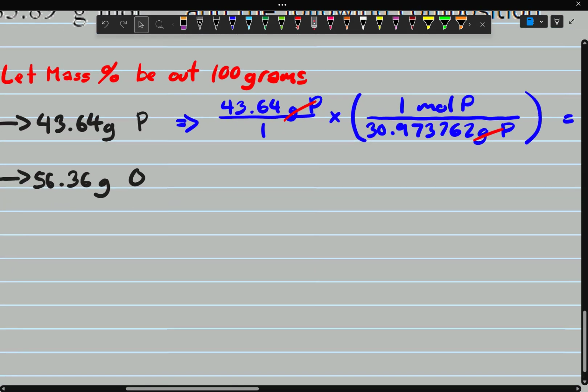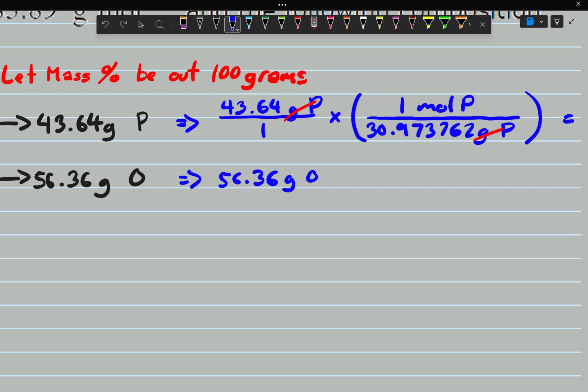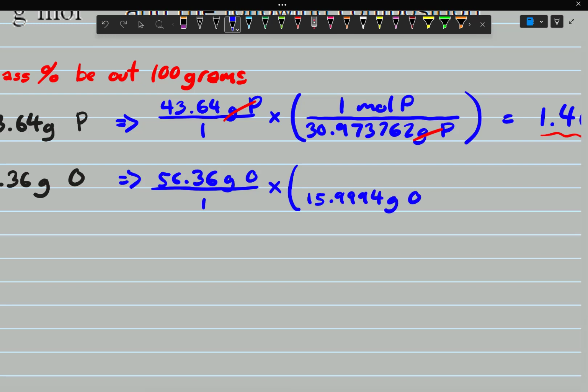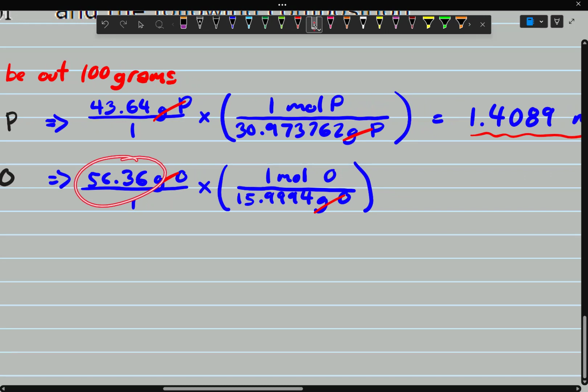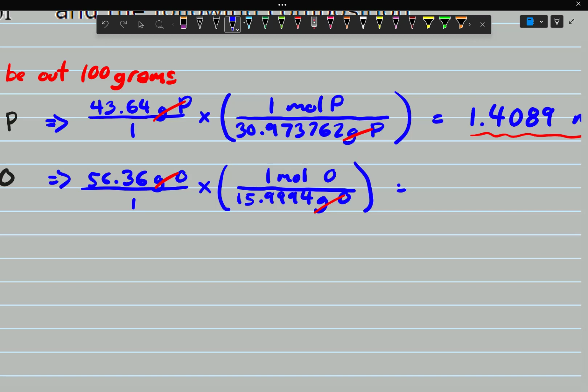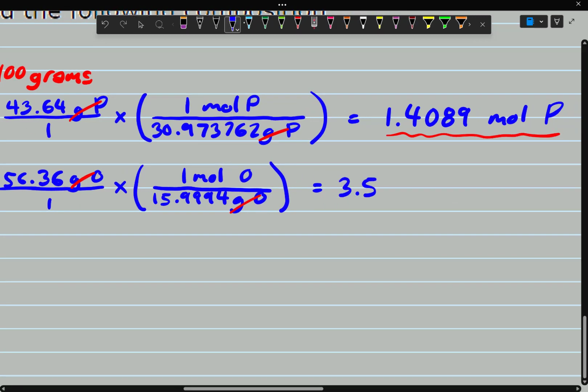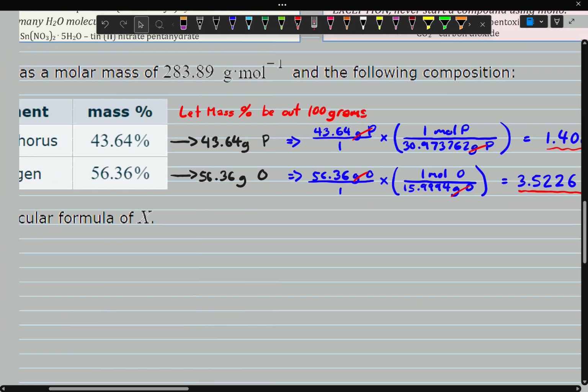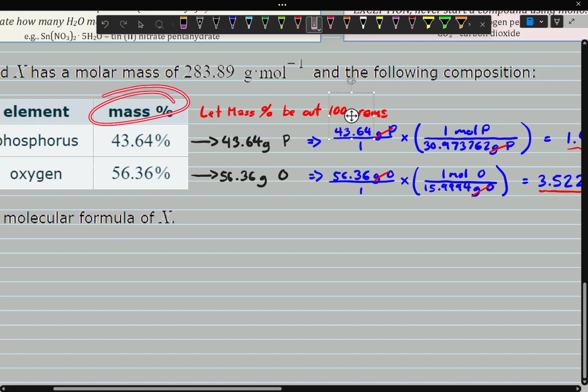Now we're going to do the same for oxygen. So we're going to take 56.36 grams of oxygen and multiply that by the molar mass with grams on the bottom. So this would be 15.9994 grams of oxygen over 1 mole of oxygen. The grams of oxygen cancel, and we are left with 56.36 divided by 15.9994. And that's going to give us 3.5226 moles of oxygen.